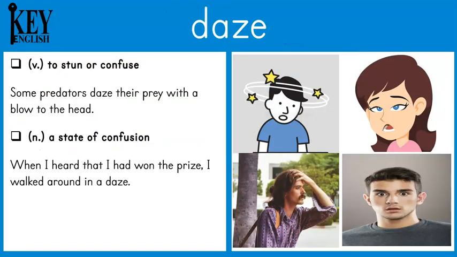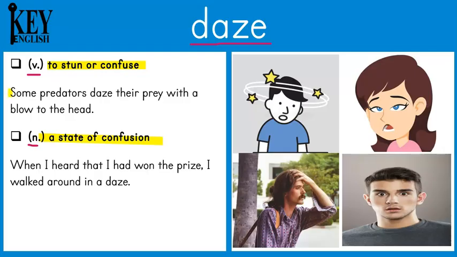The next word is daze. Daze can be a verb or a noun, and it means to stun or confuse, a state of confusion. So when something dazes you, it leaves you confused or unable to think clearly for a short time. It's a confused feeling, and it can be either after a big surprise or maybe a hard hit.